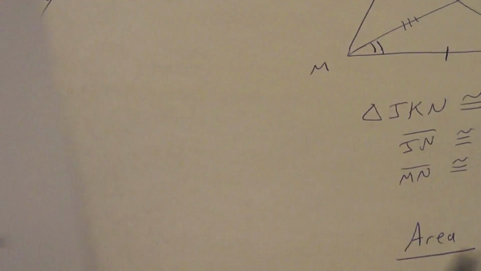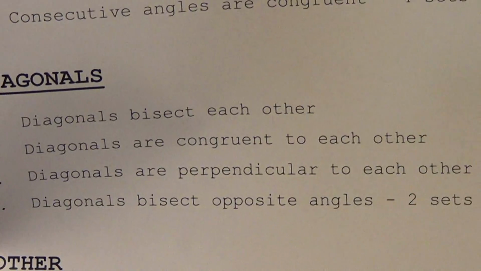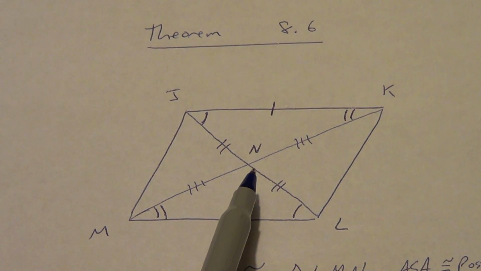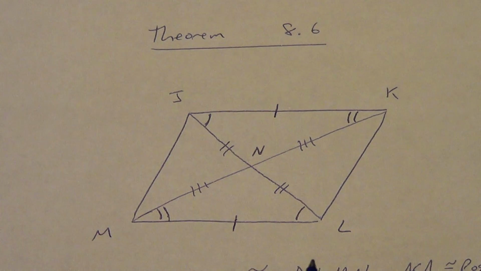Right? So we cannot prove that the diagonals are congruent to each other. Okay, let's look at the next one. Diagonals are perpendicular to each other. Well, I already talked about that. They definitely do not have to be perpendicular to each other. They might be right angles here in a parallelogram, but it only happens with rhombuses and squares. We're going to talk more about that later on.